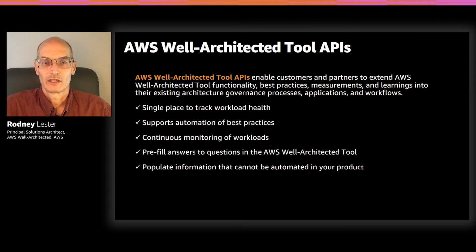One of the other things that the APIs will support is automation of detection of best practices. So some of our partners have actually implemented detection algorithms, and so they will go through and tell you whether or not you've actually implemented certain best practices.